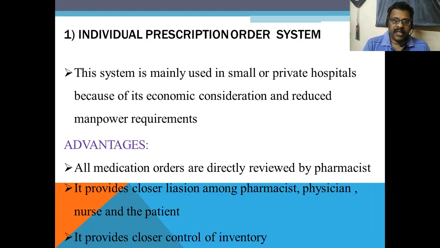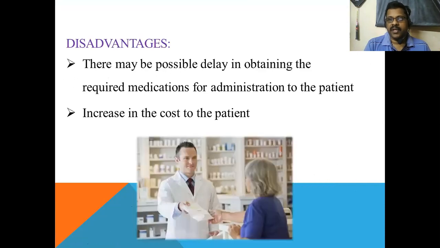This system is mainly used in small or private hospitals. Because of its economic consideration and reduced manpower requirements, we follow the individual prescription order system. Here, the advantage is all medicines ordered are directly reviewed by pharmacists. It provides closer liaison among pharmacist, physician, nurse, and the patient. It improves closer control of inventory. Each prescription will be received and reviewed by pharmacists, and then dispensing will be done.